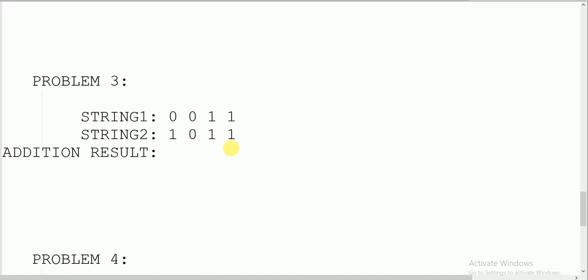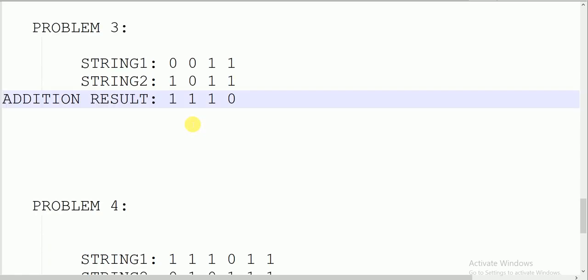Now problem 3, here again from the right, 1 and 1 is 0 with a carry. Again, 1 and 1 with the carry from the previous bit is 3 ones, so the result is 1 with a carry. And here 0 0 with carry from previous bit is 1. And 0 and 1 without any carry from previous bit, 1 again. So that's problem 3 done.